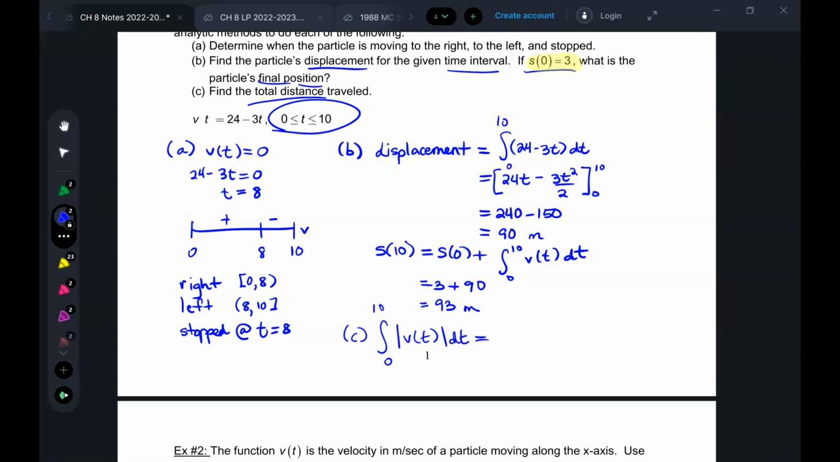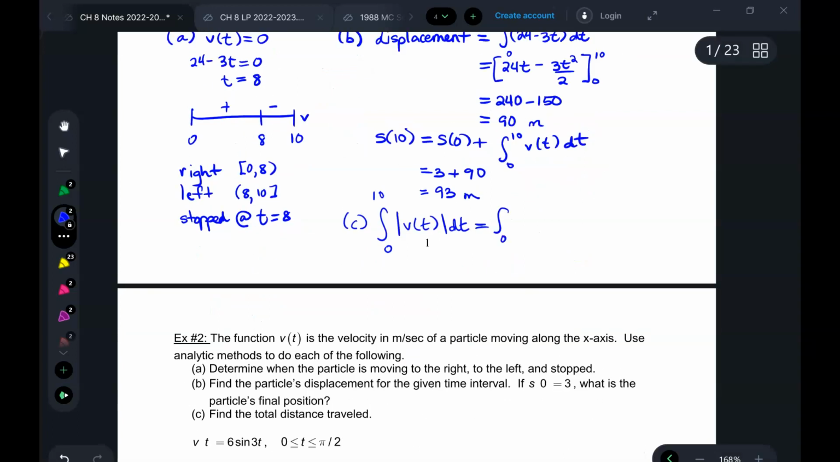Good. Okay. Now, remember, if we have to do this by hand, which sometimes I'll have you do it by hand, sometimes you can just do it in your calculator. What's going to happen is we have to split this up into two separate integrals, right? From 0 to 8, it's already positive, but from 8 to 10, it was negative. So I need to make sure I split it up.